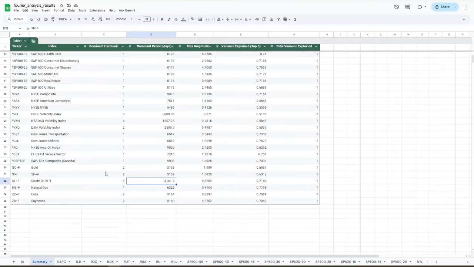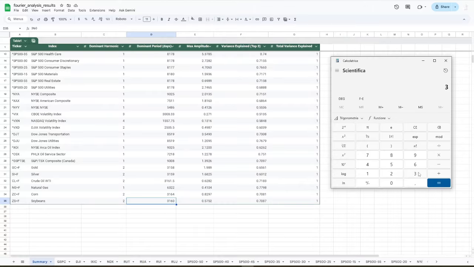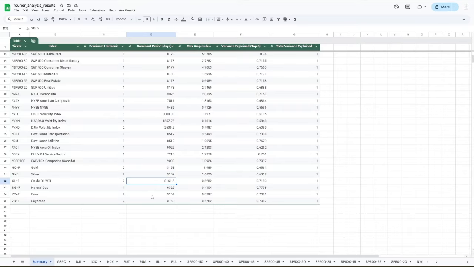And oil and gold and silver, or corn or soybeans, they all have a very similar dominant period, which is around 3,160 days. Okay, so let's take gold, which is very hot now. 3,158 days divided by 252 is 12 and a half years, or 3,158 divided by 365. Let's give it a range. So it's between 8 and 12 and a half years, the most dominant cyclical period, for gold or silver or oil or corn or soybeans.